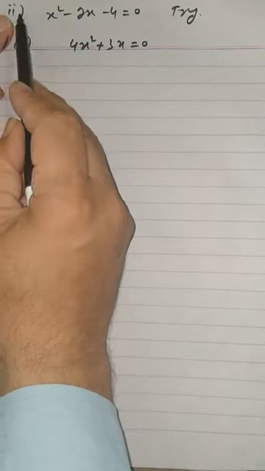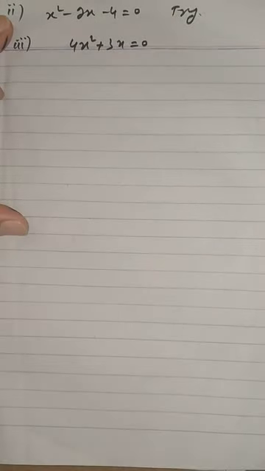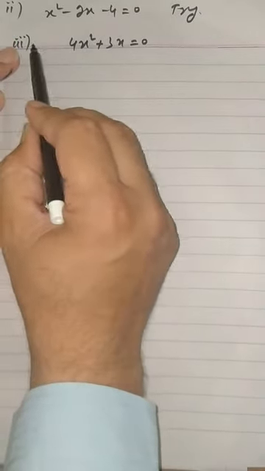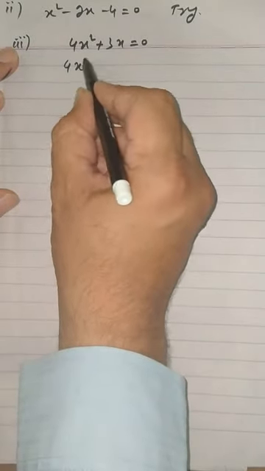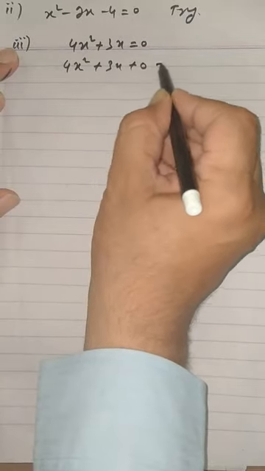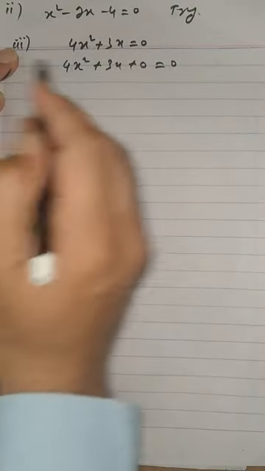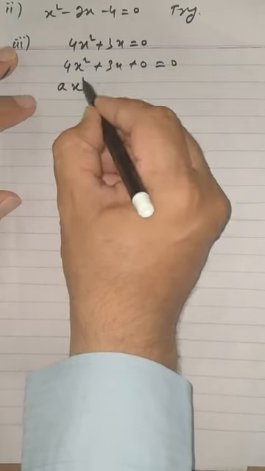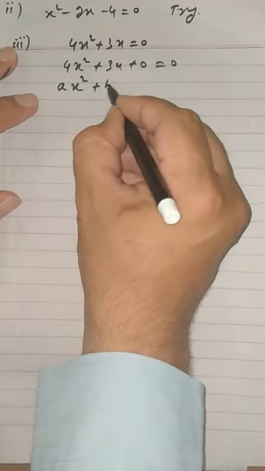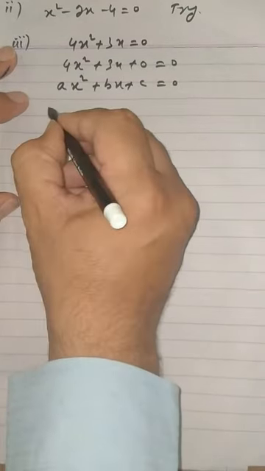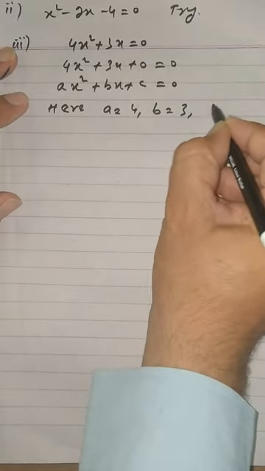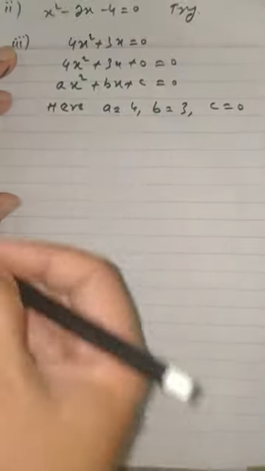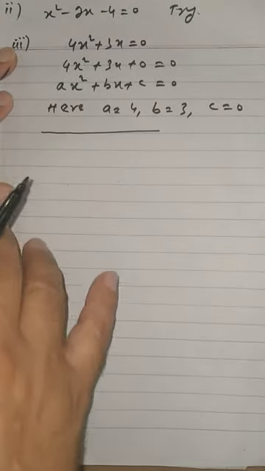Now this question 3 part 2 is your homework. Try it by yourself. Here in part 3, this is not in standard form. We can write it like this: x square plus 3x plus 0 equals 0, because the constant term is missing here. Now compare it with the general form of a quadratic equation: ax square plus bx plus c equals 0. So here a equals 4, b equals 3, and c equals 0. And now apply the quadratic formula and solve this part also.